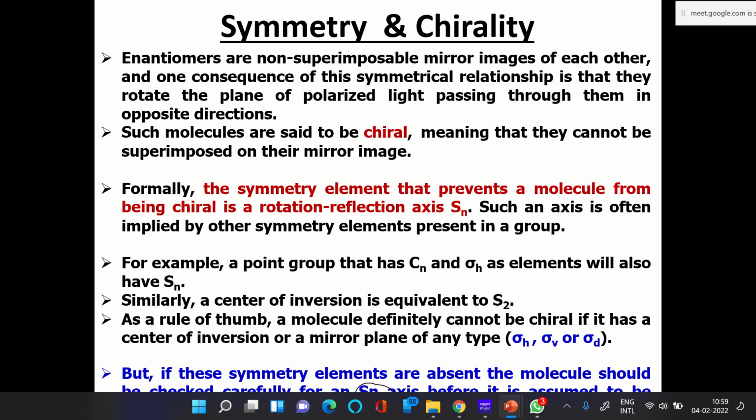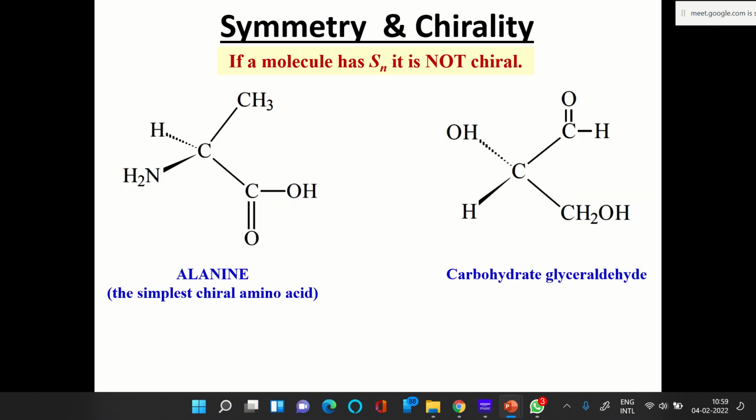So in that search, look for Cn and sigma h. The presence of a mirror plane means you have an S2 axis like that. A simple rule of thumb: if a molecule has an SN axis, it is not chiral. Very simply, the conclusion is this: no SN axis, it is chiral. Other way around.